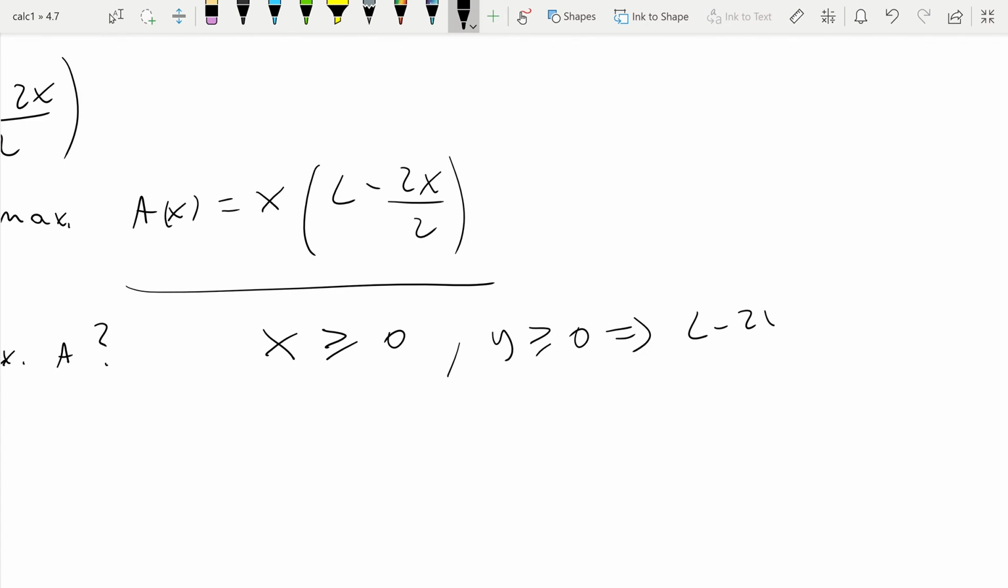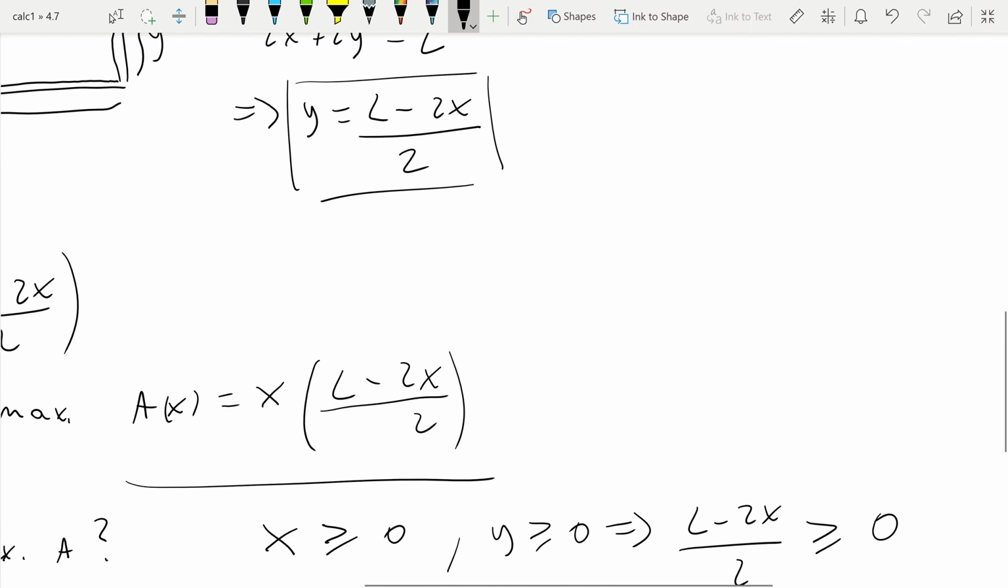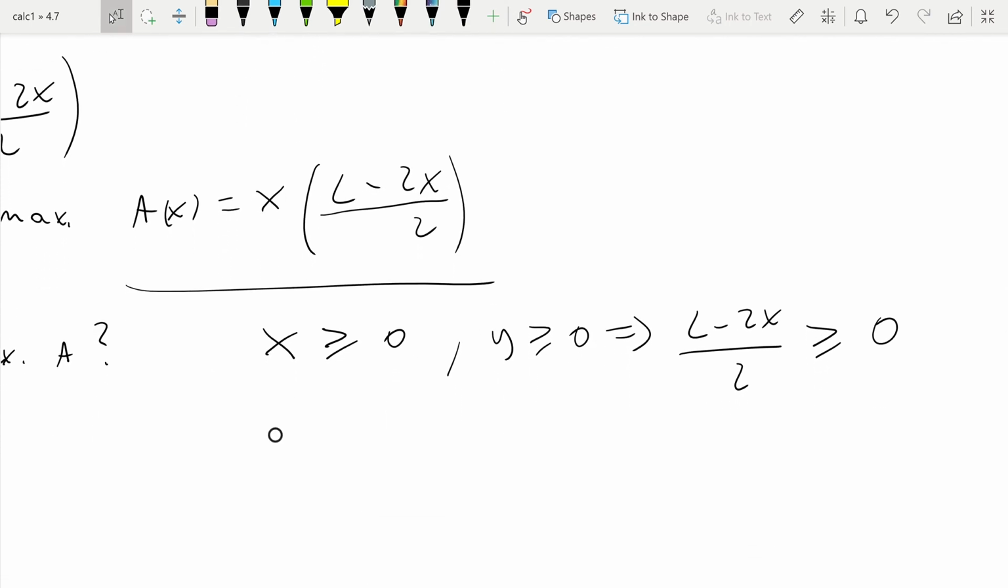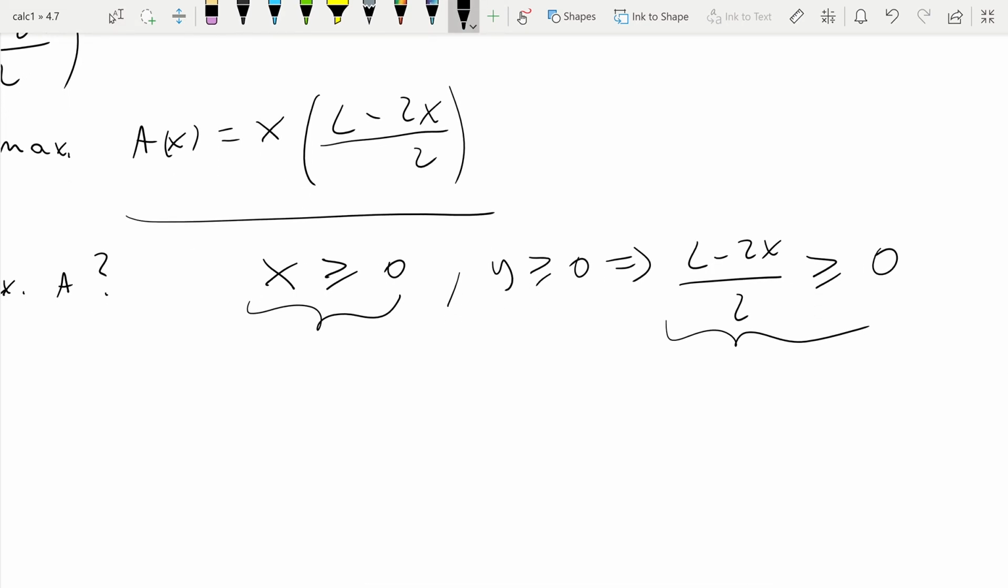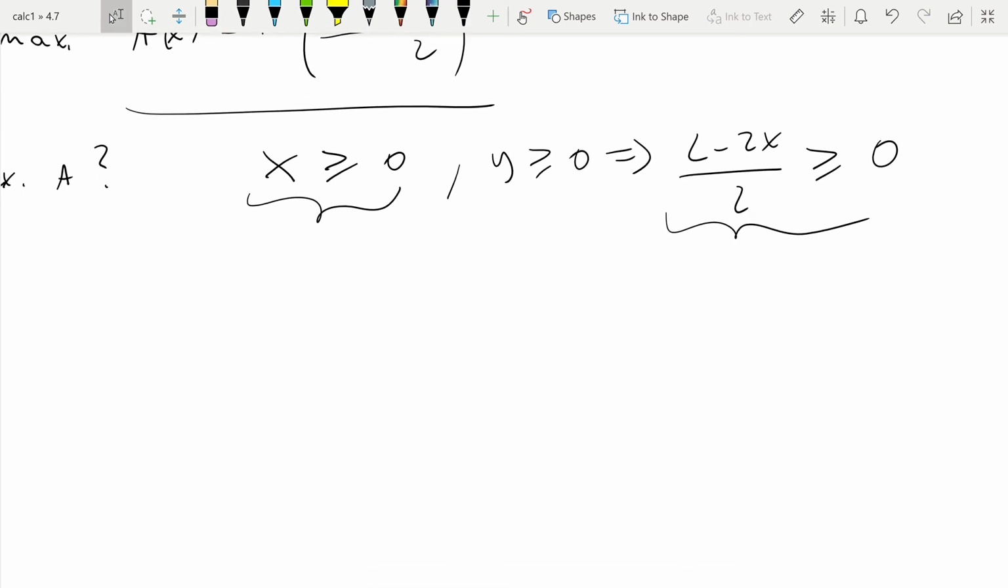implies that (L minus 2x) over 2, oh, this is wrong over here, it's L minus 2x, all that over 2. This has to be greater than or equal to 0, right? So both x and y have to be positive. This one prescribes a lower bound on x, and this one prescribes an upper limit on how big x can be. This implies that L is greater than or equal to 2x, or what is equivalent, x is less than or equal to L over 2.